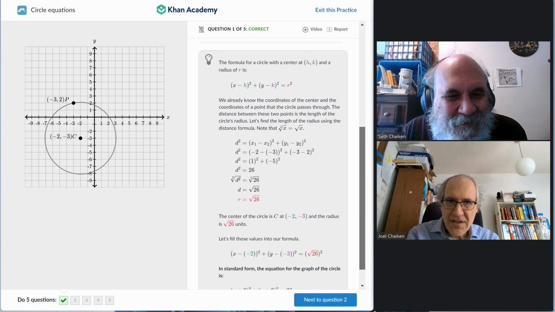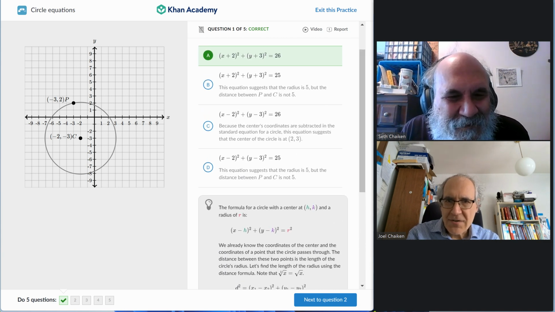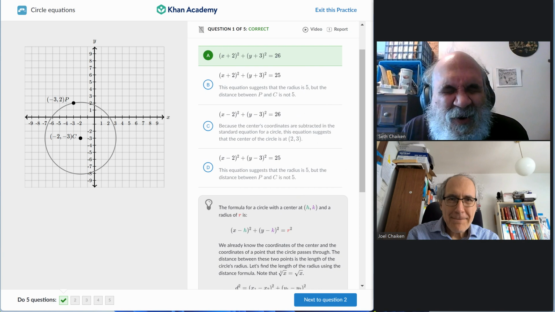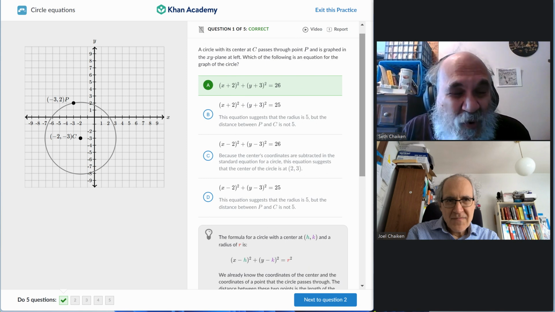Sometimes in the SAT they tell you what's wrong. This equation suggests the radius is 5, but the distance between P and C is not 5. They should have said, even though it looks that way, equation B is the equation of the circle whose center is point C and whose radius is 5.